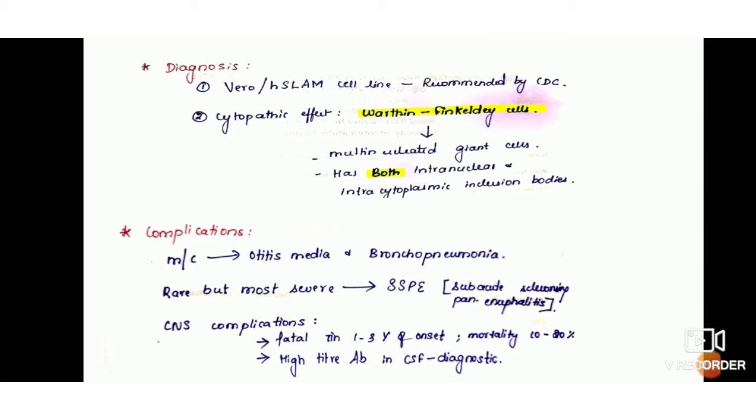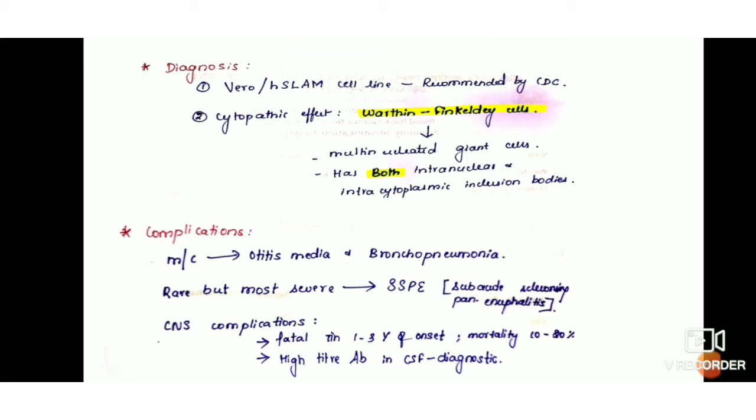is recommended by CDC, and this virus has a cytopathic effect, that is Warthin-Finkeldey cells, that is multinucleated giant cells having both intranuclear and intracytoplasmic inclusion bodies. Most of the time we will remember these Warthin-Finkeldey cells, but we will not remember whether it is intranuclear or intracytoplasmic. Okay, for measles it is both intranuclear and intracytoplasmic inclusion bodies.